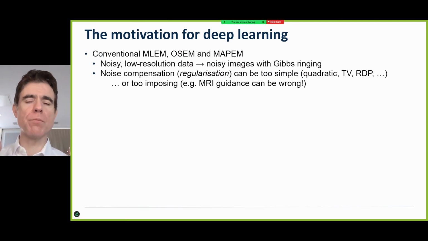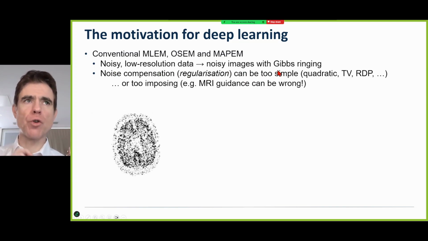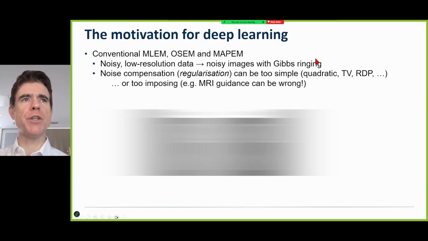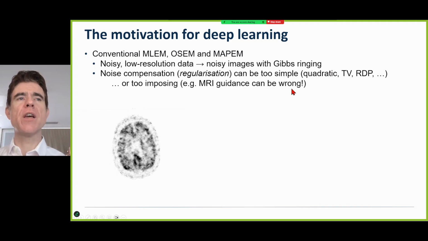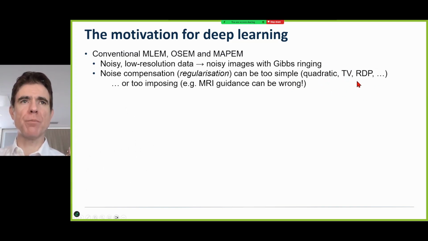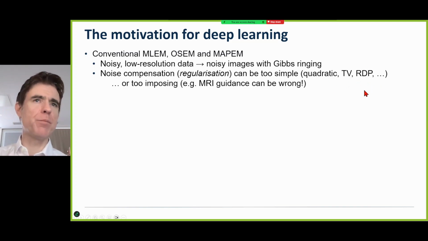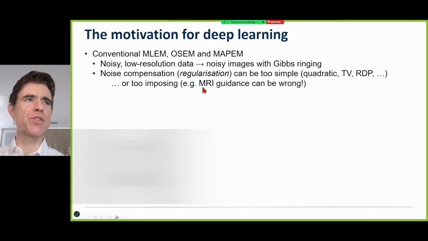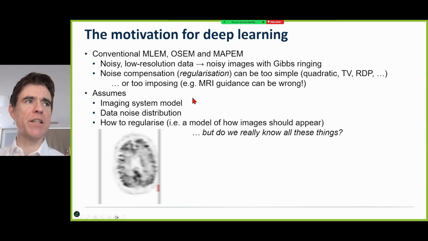So this begins then to motivate the case for use of deep learning in reconstruction, because as we've just seen, noisy low resolution data will often give noisy images, and if you try and model resolution in reconstruction, you can get so-called Gibbs ringing like artifacts. If we try and compensate for noise, our methods can be too simple, such as the loss of detail with a quadratic prior, or all kinds of assumptions which don't hold up well, total variation, relative difference prior. Relatively safe, but not as exciting as some of the MR-guided methods. But then the MR-guided methods can be too imposing and get things wrong.